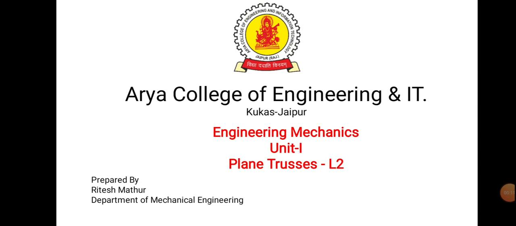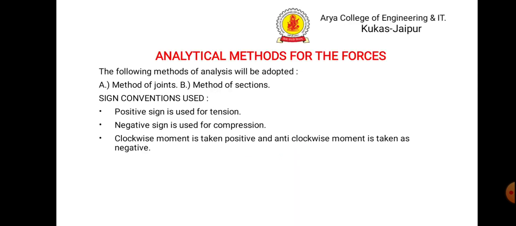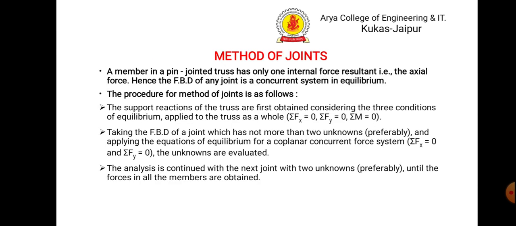In this lecture, we will discuss how to solve the problem by method of joints. As we have already discussed, the analytical methods for finding the forces are of two types: one is the method of joints, and another is the method of sections. The sign convention used is positive for tension, negative for compression, clockwise moment positive and anti-clockwise taken as negative. Now, what is the method of joints?